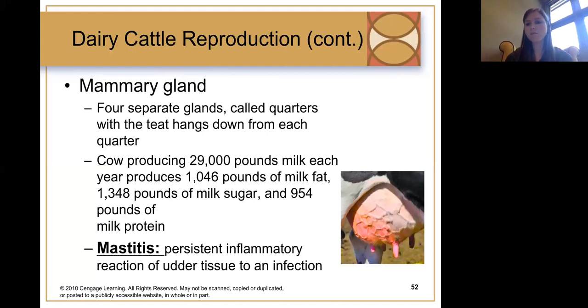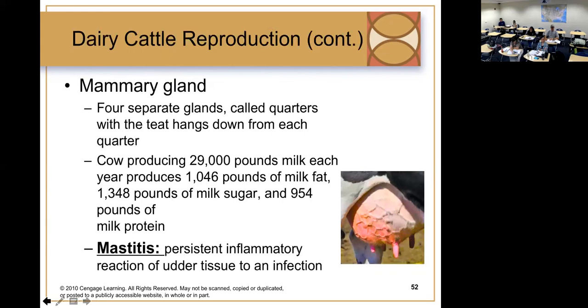So making sure that the mammary gland and everything is kept clean is extremely important because something that can be fairly common in dairy cattle is mastitis, which is a persistent inflammatory reaction of the udder tissue to an infection. So you always want to make sure that the teats are being cleaned and that the cows are kept in a very sterile environment. I mean, farm, but as sterile as you can get it to prevent this infection from happening because it can be very painful for the cow and you're not going to be getting good quality milk out of that udder. So that's really important. And this is just a picture showing you what that would look like.